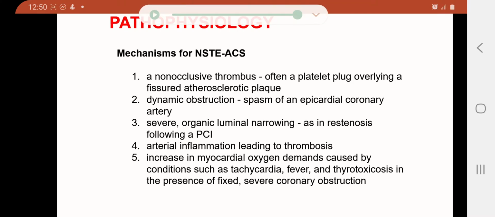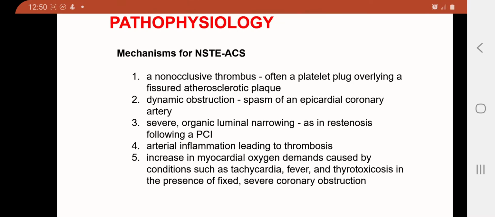For the mechanism of ACS, it could be a non-occlusive thrombus, often a platelet plug overlying a fissured atherosclerotic plaque. It could be a dynamic obstruction, like spasm of an epicardial coronary artery. It could be restenosis following a PCI. It could be arterial inflammation leading to thrombosis, or an imbalance in myocardial oxygen supply and demand, which is increased in conditions such as tachycardia, fever, and thyrotoxicosis in the presence of a fixed severe coronary obstruction.